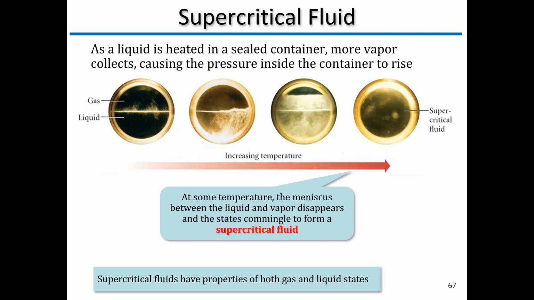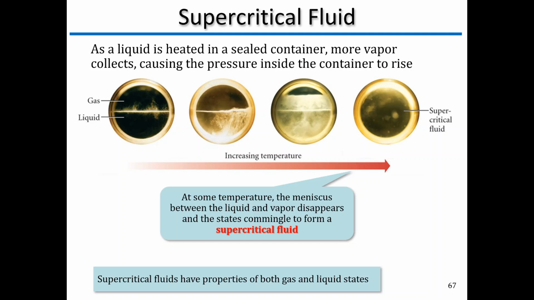Okay, so it says as a liquid is heated in a sealed container, more vapor collects, causing the pressure inside the container to rise. So we have a sealed container where we have a liquid, and we can see the line between the liquid phase and the gas phase. Okay, so what happens if inside this sealed container we increase the temperature? And we increase it so much that the substance actually starts to boil, so we can start to see the bubbles forming. Okay, so we know that there's now molecules escaping the liquid phase into the gaseous phase.